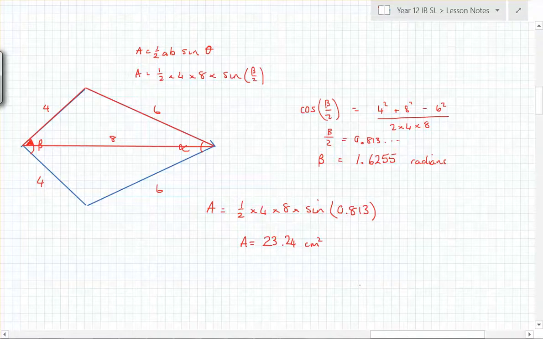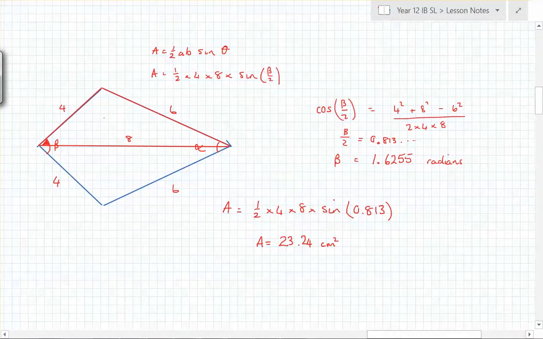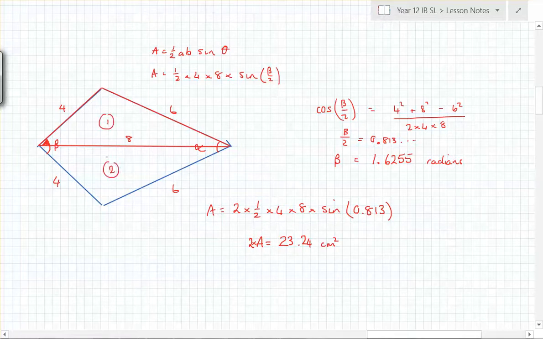Now, that's the area of that triangle. Actually, sorry, it's the area of both triangles. I've already multiplied by 2. So 2 times the area is 23.24. I actually need the area of both of them, which is 2 times, because it's 2 of the same thing. So I've got 23.24 centimetres squared as the area of the whole quadrilateral.